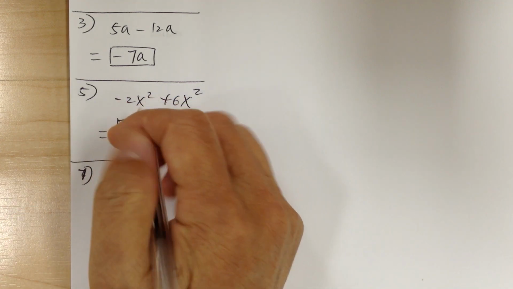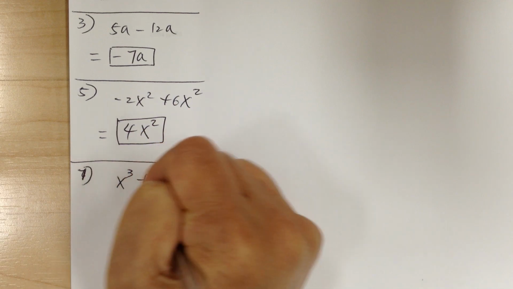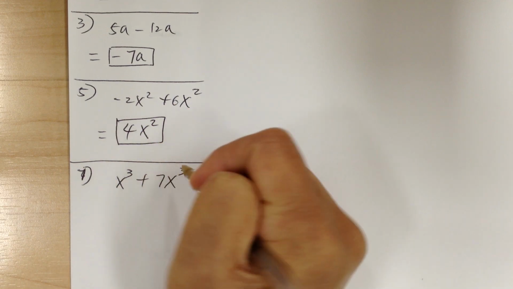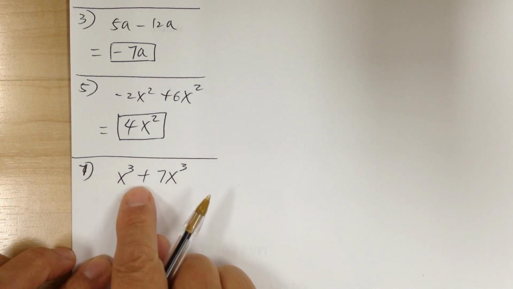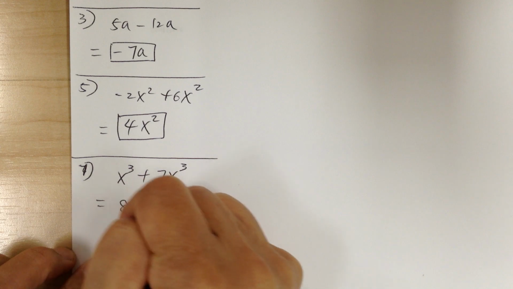Okay, number 7, you got x to the 3 plus 7x to the 3. Again, these are like terms. Again, when there's no number, it means it's 1. So you got 1 plus 7, this will give you 8.